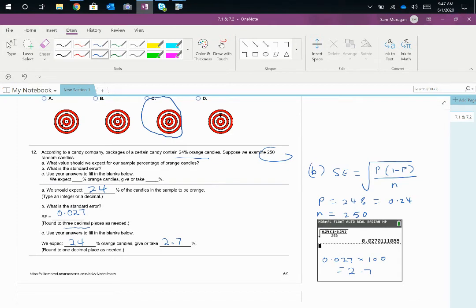Okay, 24% orange candies, and that sample might be off by 2.7%. 24 minus 2.7 or 24 plus 2.7. It will be close to 24%.